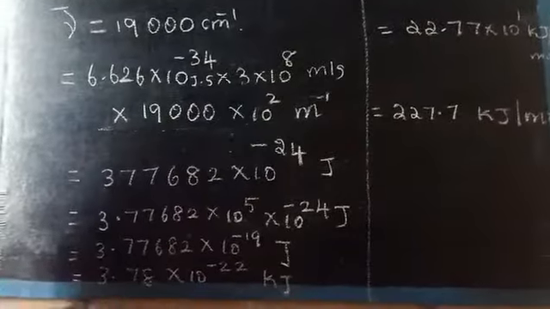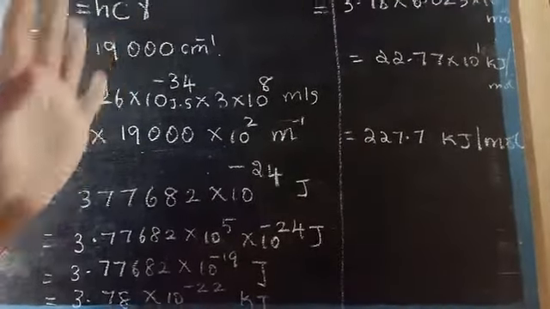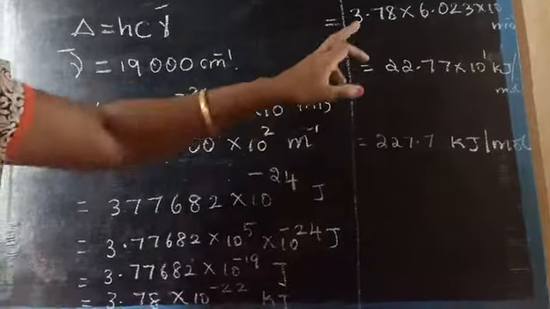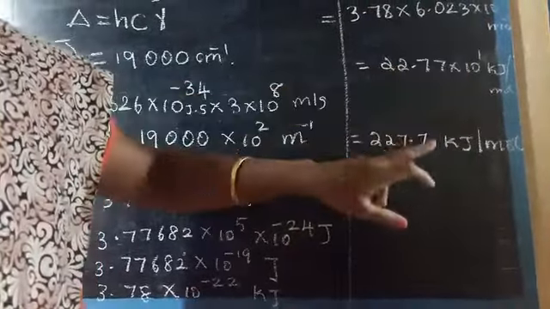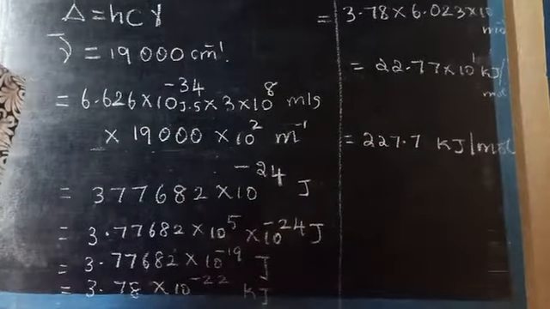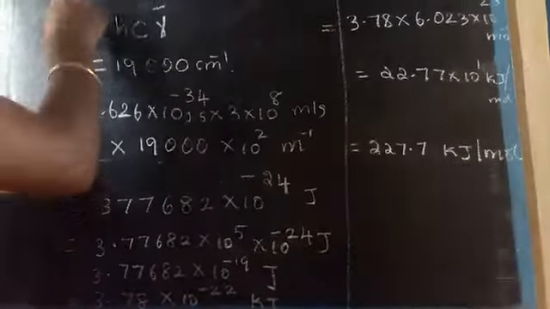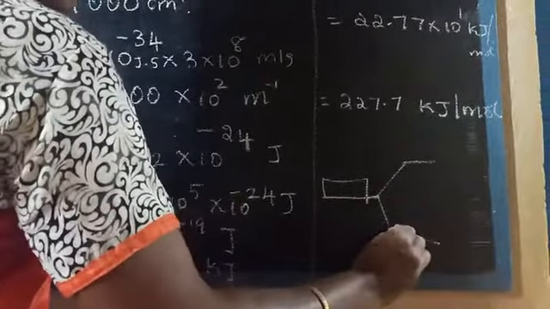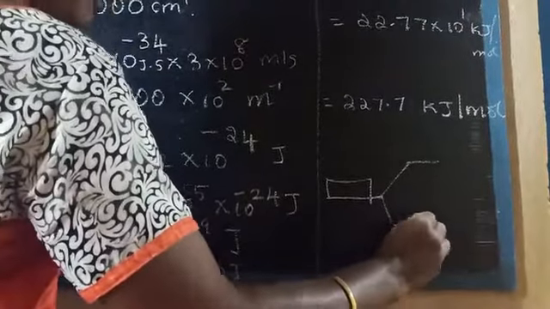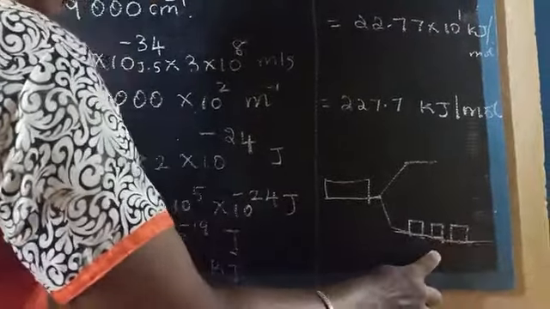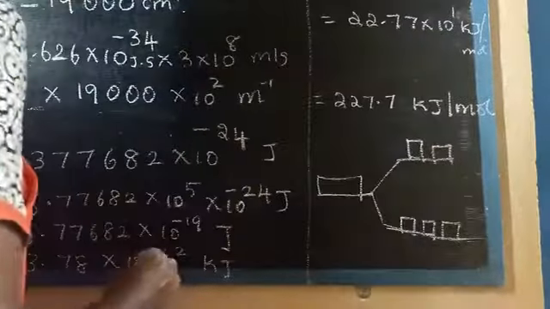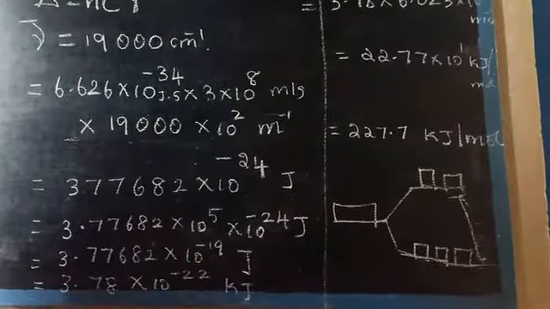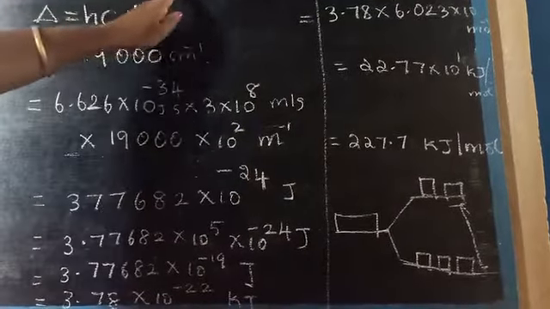This value is expressed per mole, so it is multiplied with the Avogadro number, 6.023 × 10^23. Multiply this now to get the answer. So 10^1, put the point here. So kilojoule per mole. Children, this value also shows the titanium d orbital splitting. With 6 ligands, octahedral, t2g down and eg at the top. So the splitting energy is 227.7.